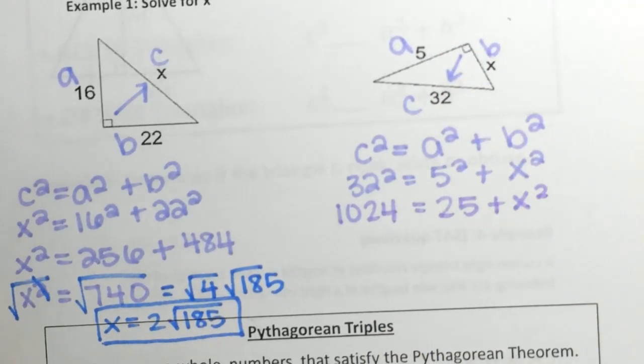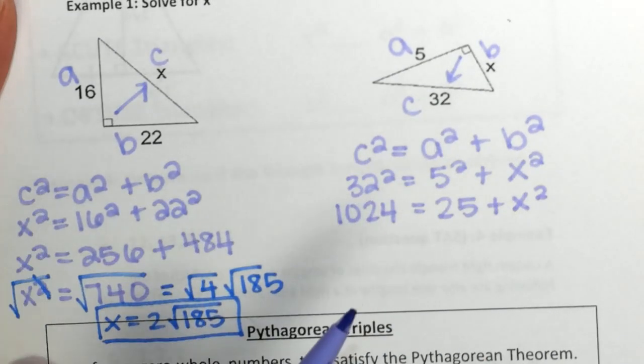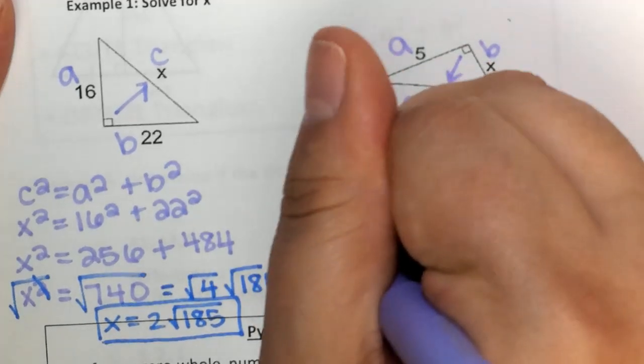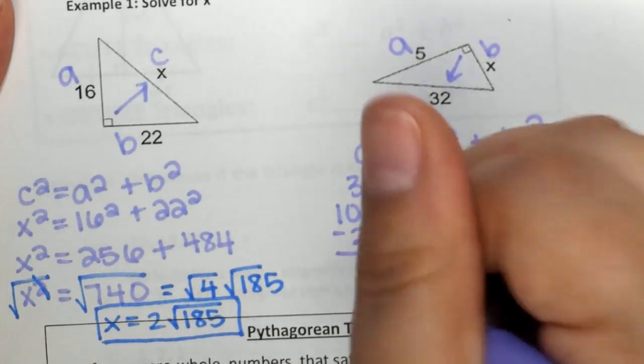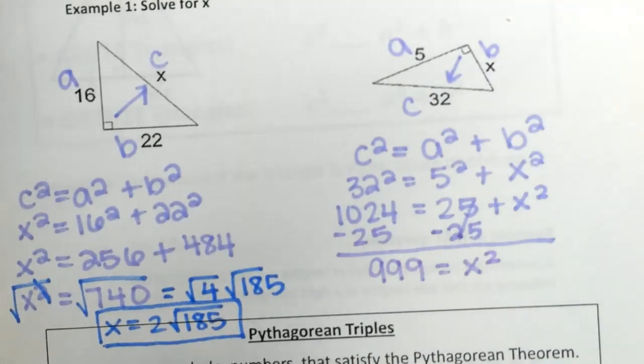And this one's a little bit different. Because I'm given C, what am I going to have to do this time? I'm going to subtract because I got to get X by itself here. Over there, X was already by itself. I just kept going. Here, I have to get X by itself. If I'm writing it down, you should too. And I believe that gives me 999.